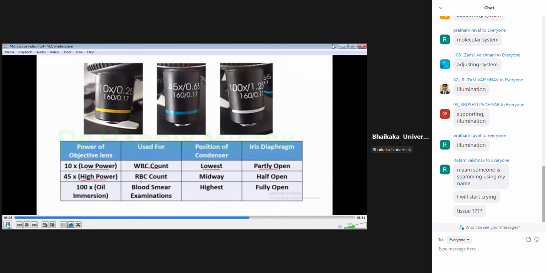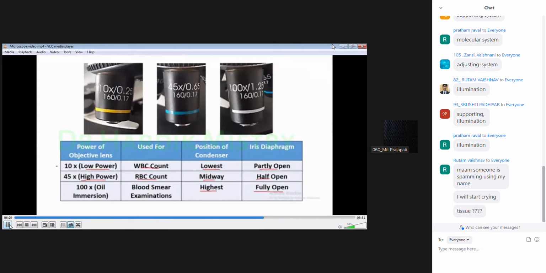45x, which is also known as high power, is used for RBC count, and the position of condenser is midway between the lowest and highest, and iris diaphragm is half open. 100x, which is also known as oil immersion lens, is used for blood smear examinations, and position of condenser is highest and iris diaphragm fully open.